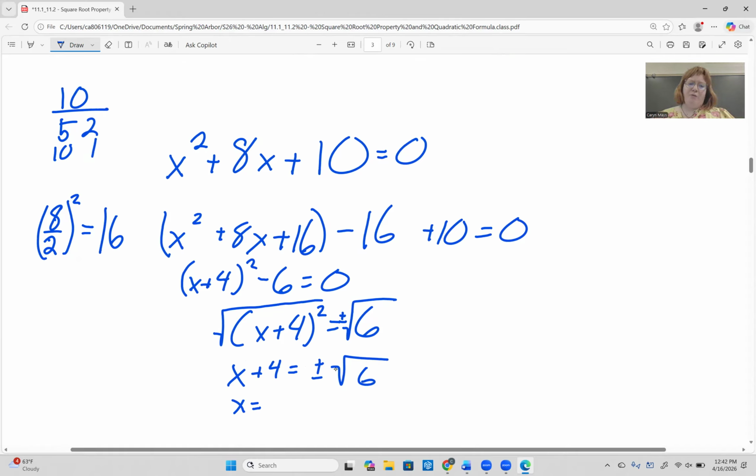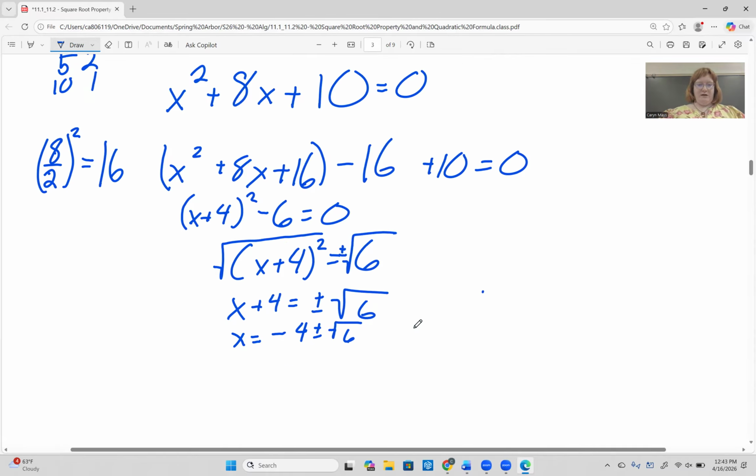And I talked about we like to keep the plus minus in the middle. So saying -4 would be the same as starting with a -4. Saying -4 plus or minus the square root of 6. And so we have two solutions. We have -4 plus square root 6 and -4 minus square root 6.